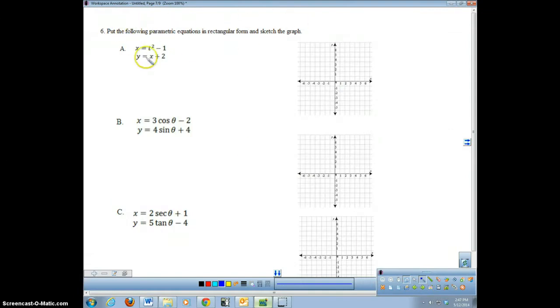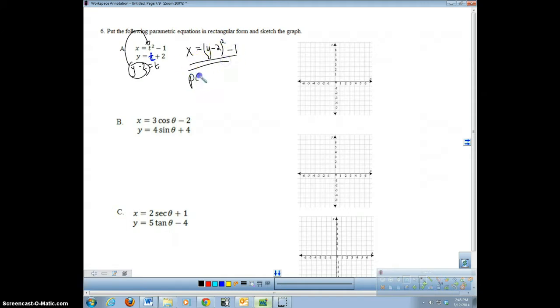Put each of the following, these are parametric, in rectangular form. So this should be a t, by the way. This is a typo. That's a t. All right, so what we're going to do is subtract 2 over and solve for t, and then plug this into my t here, and I'm going to get x equals y minus 2 squared minus 1. So this is already in rectangular form.